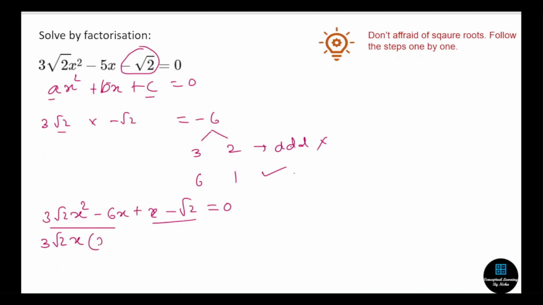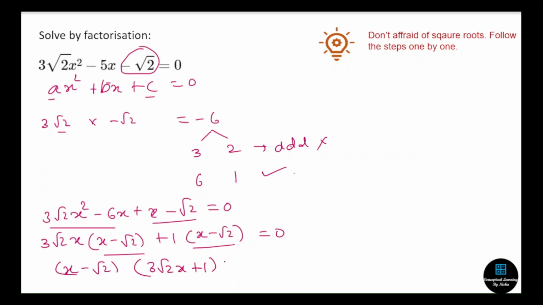So what is left here? Just x minus square root of 2, and plus 1 into x minus square root of 2. Do you remember I told you this should be the same? So yes, it is the same. Now what I'll get: x minus square root of 2, 3 square root 2x plus 1 equals 0.